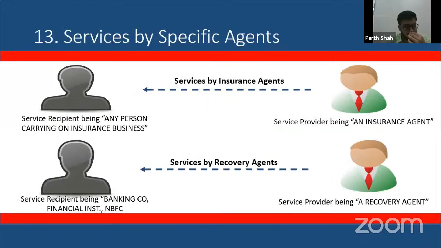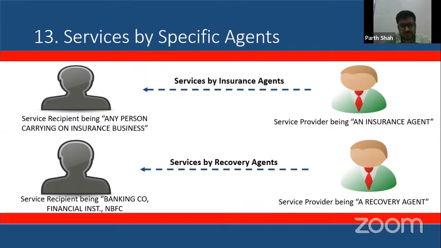The next one will cover together insurance agents and recovery agents. So these agents provide services; an insurance agent provides services to any person carrying on insurance business. So they would generally be insurance companies. In those cases, the insurance agent is not required to pay tax, but the person who is carrying on the business of insurance is required to pay tax under reverse charge mechanism, 18%, simple.